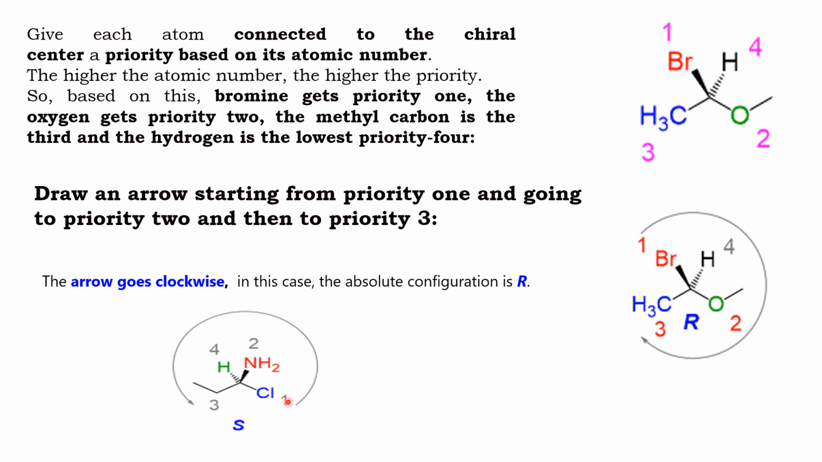Now take this example. In this example, this is the asymmetric carbon atom. And we have nitrogen, chlorine, carbon, hydrogen. The highest priority is to chlorine. Second priority is to nitrogen. Third priority is to carbon. So our eyes move from chlorine, nitrogen to carbon in the anti-clockwise direction. Hence, this molecule is a sinister or S isomer. S isomer. You got it?